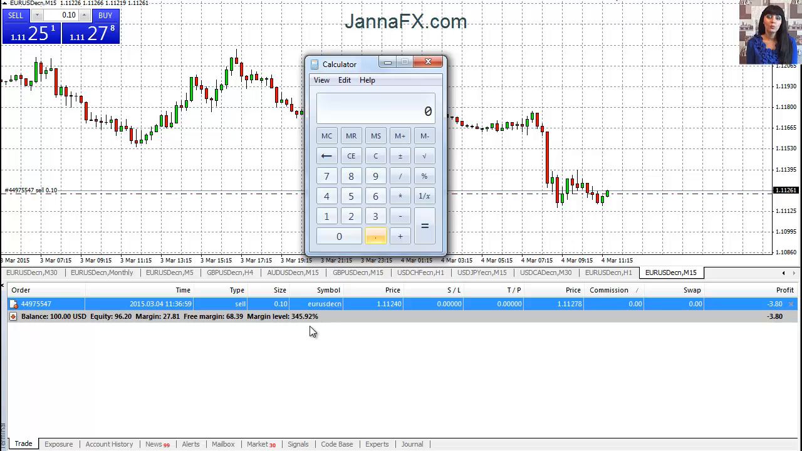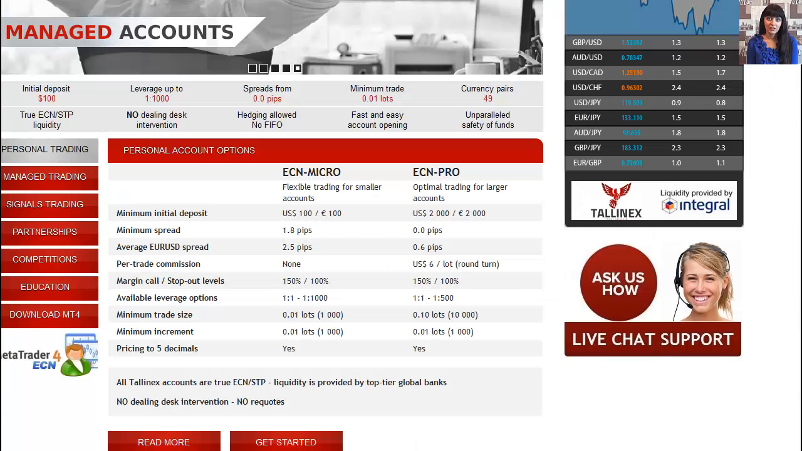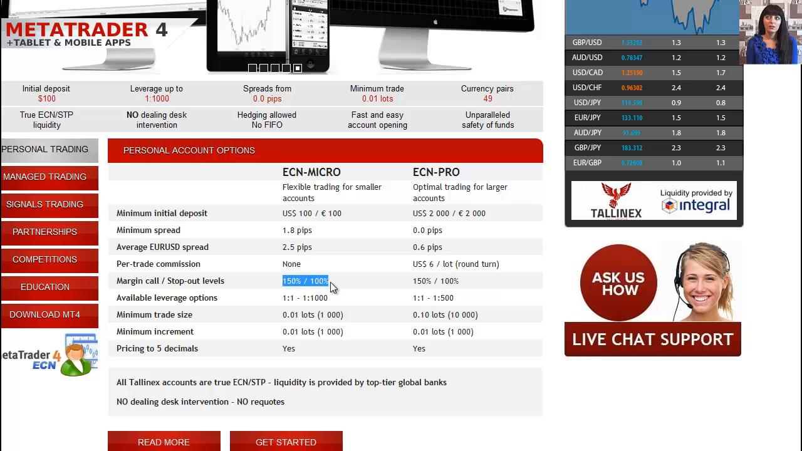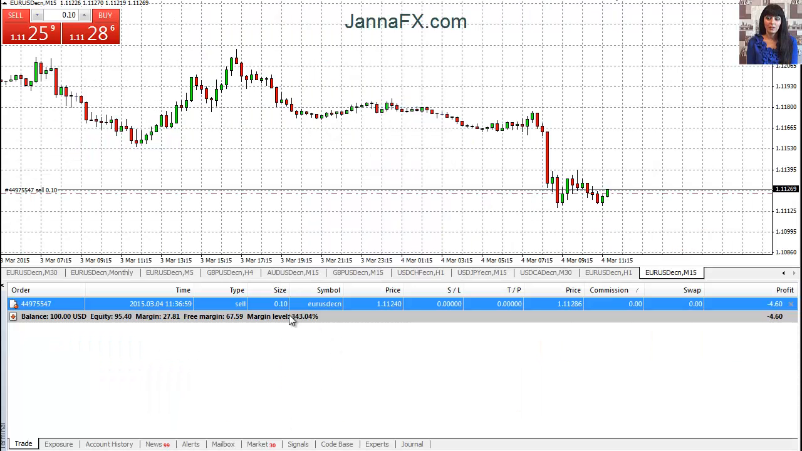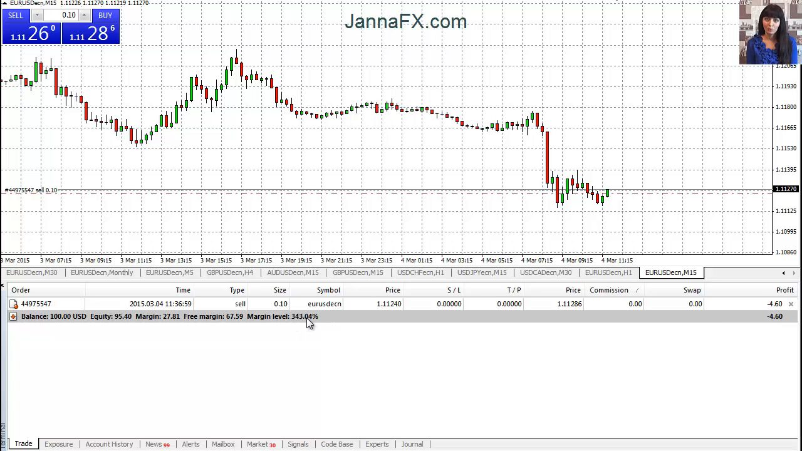Margin level is needed to know, because if the market goes against you, you're going to lose, and of course the broker will try to warn you that something wrong is happening and you need to do something about it, and they will do a margin call. So different brokers will offer you different levels of margin call and stop out. The margin call on Tallinex is 150%. What does it mean? That means when margin level is 150 or less, we will get a margin call, a warning from the broker to do something about it. When margin level reaches 100%, we will have a stop out.